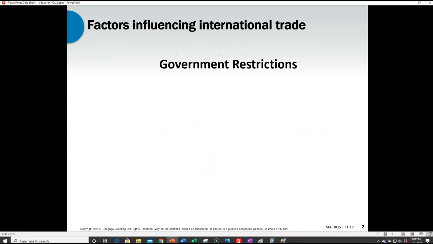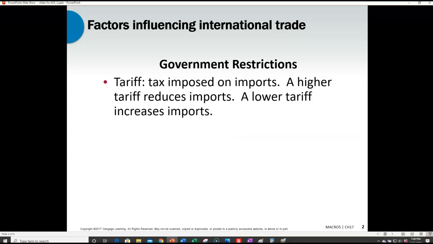However, trade may be restricted by government policies. For example, a tariff. That is a tax imposed on imports, which makes imports more expensive. A higher tariff reduces imports. A lower tariff increases imports.